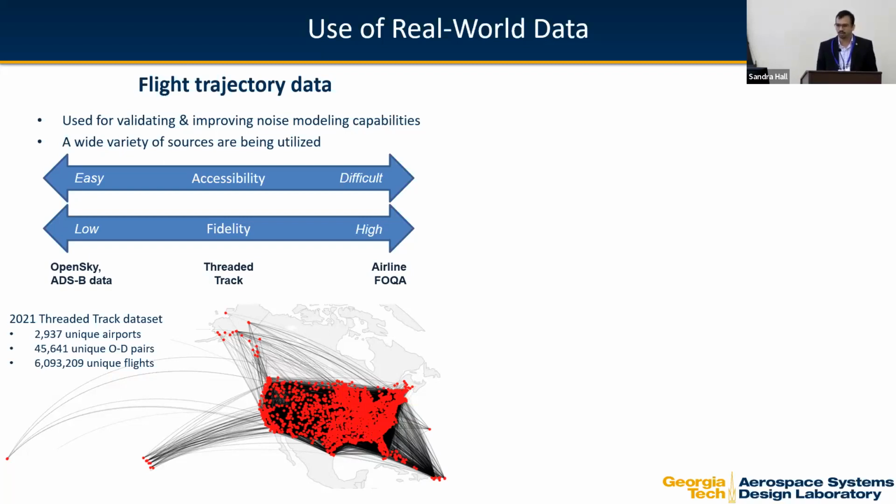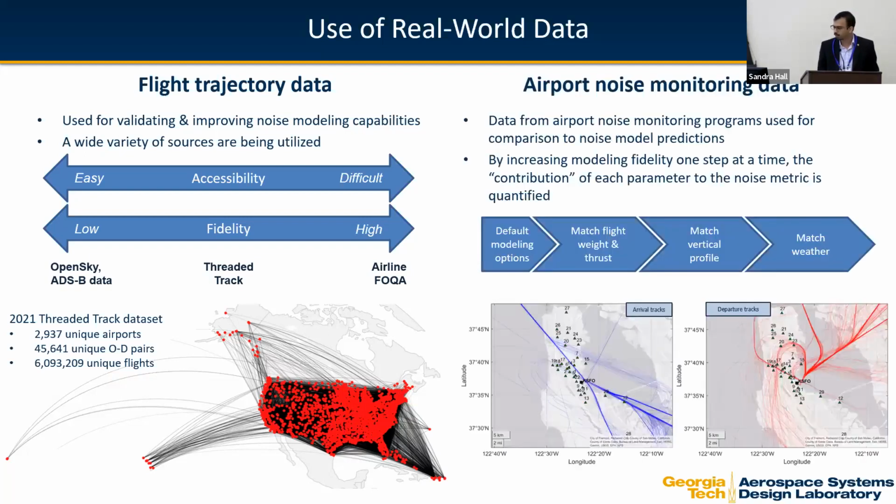So something in the middle is the threaded track data set. This is a highlight of the latest data set that we have for 2021. We have about 3,000 unique airports and 6 million flights. So that's a lot of data that we're working with. On the other side of that, we also have partners for airports, and we use their noise monitoring data as well for our validation efforts. So in the two charts on the bottom there, I'm showcasing how we're using data from the San Francisco airport. You see the arrival and the departure tracks. SFO was one of our first partners for airport noise, but we have since expanded to a lot more different airports as well.